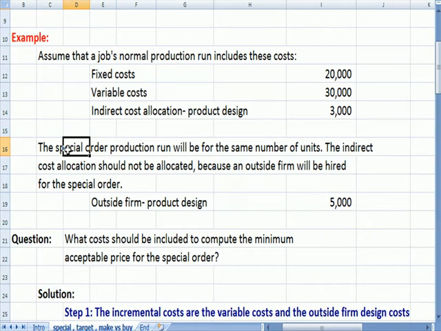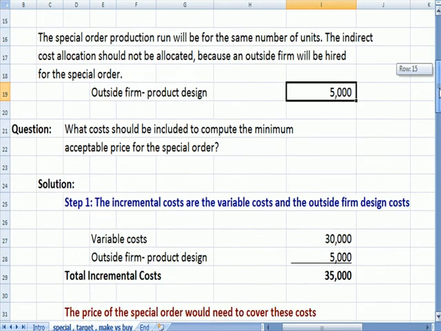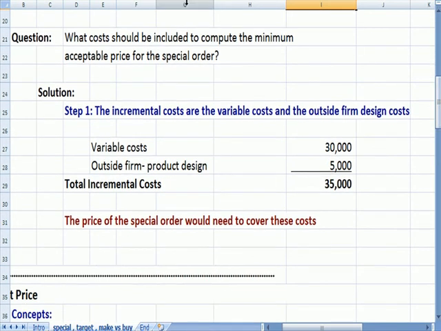The special order production will be for the same number of units. The indirect cost allocation shouldn't occur because for the special order you're hiring an outside firm to do product design for the special order at $5,000. And so the question is, what costs should be included to compute the minimum acceptable price for the special order? At a minimum, what would you have to charge?